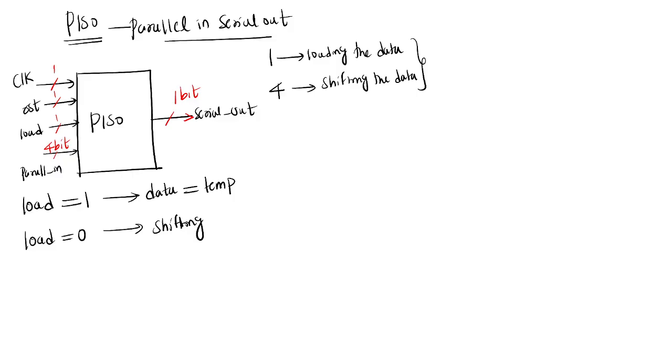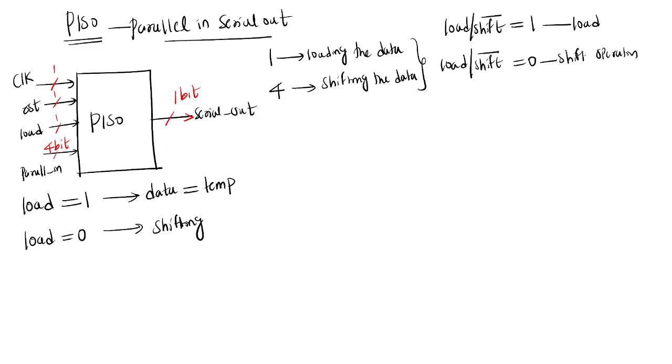So there is a pin called load by shift bar. When load by shift bar equals 1, it will do the load operation, and when load by shift bar equals 0, it will do the shift operation. Okay, so how are you doing the shift operation?